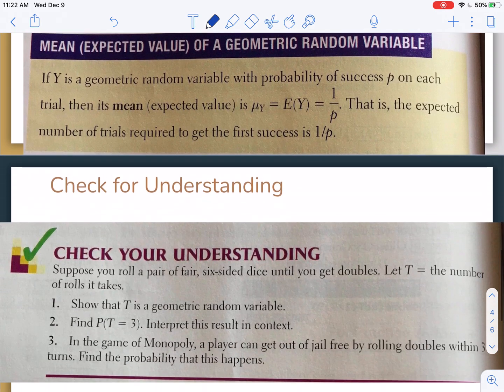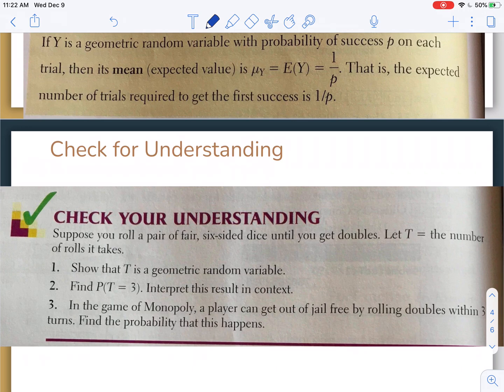So let's go ahead and look at this. Suppose you roll a pair of fair six-sided dice until you get doubles. Let T equal the number of rolls that it takes.